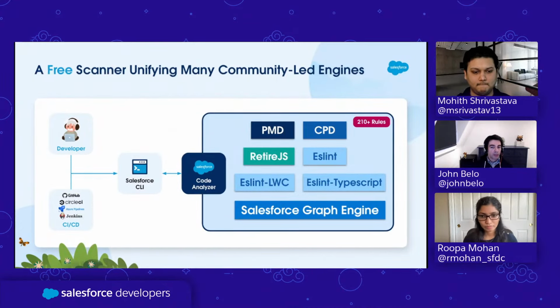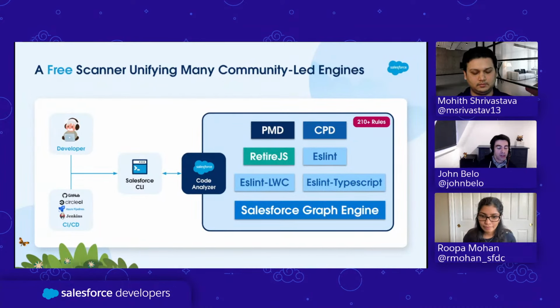We have, for instance, PMD, a very well-known code scanner for Apex, CPD, the copy-paste detector that helps you identify opportunities to refactor your code, retire.js to identify vulnerable JavaScript libraries, 3 different ESLint engines for JavaScript, TypeScript, Lightning Web Components, and finally, our own Salesforce Graph engine, an engine that deeply understands Apex code and therefore detects more advanced problems in Apex.